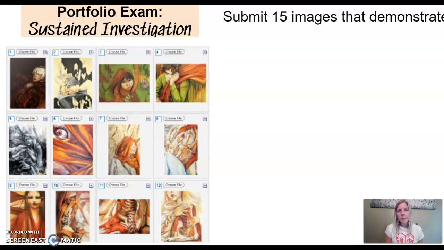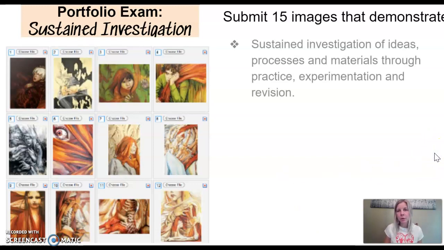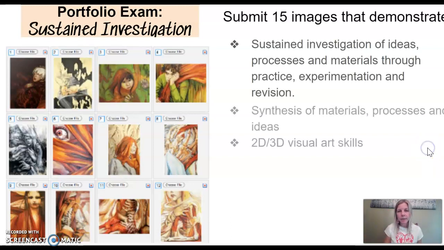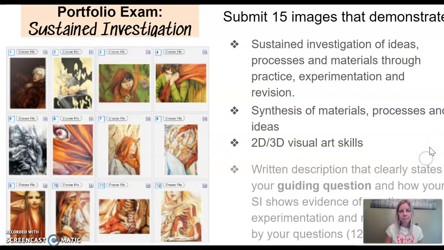Now, just a reminder for the Sustained Investigation Portfolio exam portion of the portfolio, you will be submitting 15 images total. Now, these images must demonstrate sustained investigation of your ideas, processes, and materials, synthesis of materials, processing ideas. So that's your artwork together creates a story. Obviously, technical skills, 2D and 3D. And then finally, you're going to be doing some writing about your work, and we'll practice that quite frequently starting today, just thinking about that guiding question.